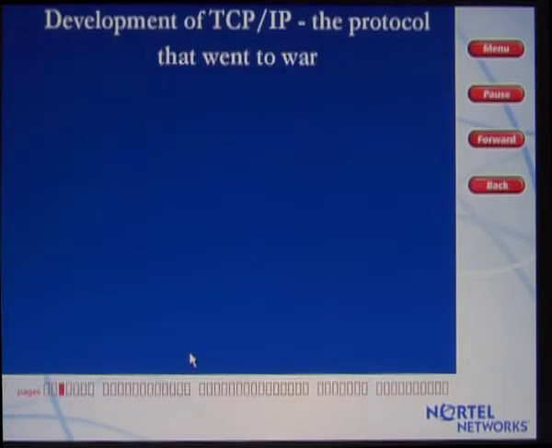The development of the TCP/IP protocol suite and the Internet go hand in hand. This slide, however, focuses on the main events associated with TCP/IP's development. For more on the development of the Internet, see the associated module on the Internet development.